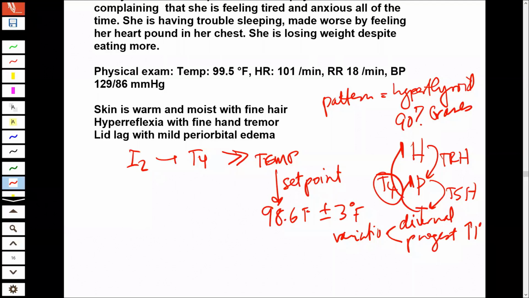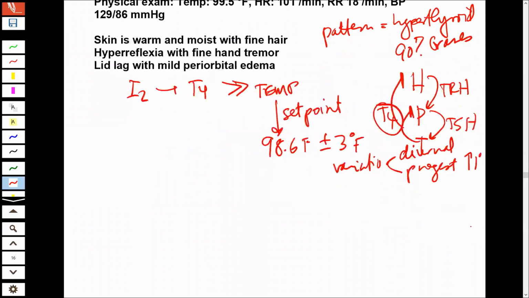Okay, so there's the set point. Okay, how does the body know if the temperature is too low? How do you know if you're cold? Shiver. Well, no, a shiver is a consequence. How do you know to shiver? Isn't that great? Okay, you ready for this?